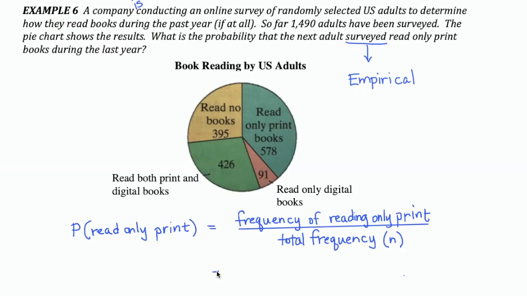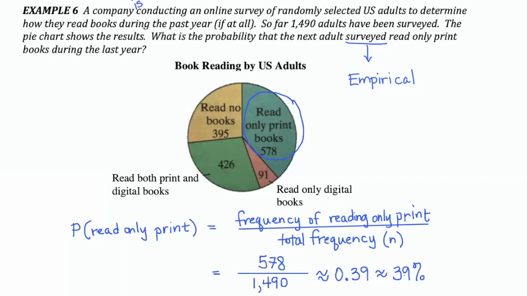There's a couple different ways you can get that number. But definitely our denominator is there were 1,490 people total in this survey. The frequency of reading only print books can be found right here in the pie chart, which was 578. So that would be the probability expressed as a fraction. If you pick up a calculator and type that in, it should turn out to be approximately 0.39. And multiplying that by 100, that's 39%.